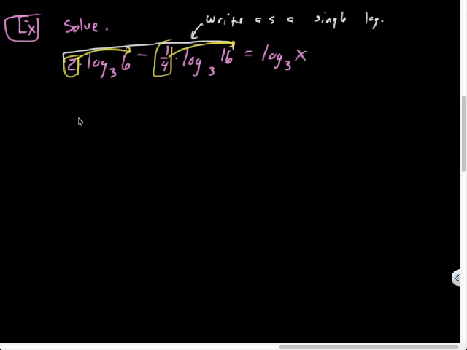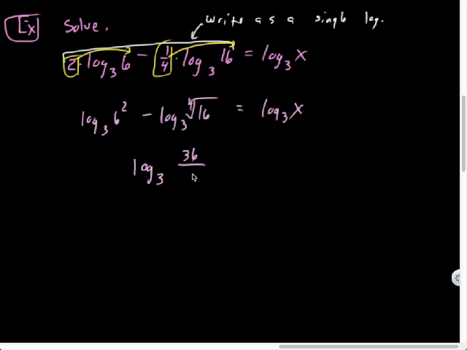Here we go. So this is going to be the same as log base 3 of 6 squared minus log base 3 of 16 to the 1/4 power, which is the same as 2. Wow, jumping way ahead there. I agree. Same as a 4th root of 16, which is going to become 2. All right. And log base 3 of x just hanging out here. And then let's see, the difference of 2 logs is the log of a quotient. So 6 squared is going to be 36, divided by 4th root of 16 is 2.